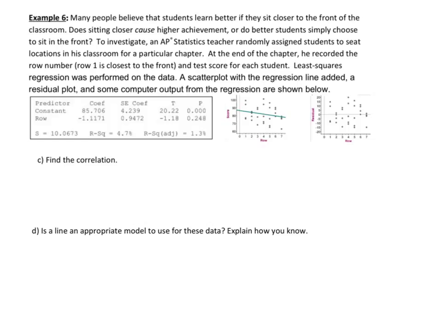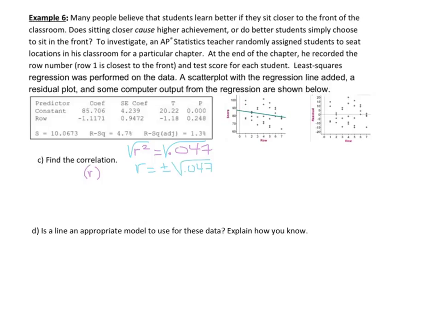So for the next problem, we are trying to find the correlation. Now remember, correlation is r. And you might remember from algebra that in order to find the r when you know r squared, so we know r squared is 4.7, which I'm going to write as 0.047, we are going to take the square root of both sides. Also, you need to remember that your answer could actually be positive or negative.